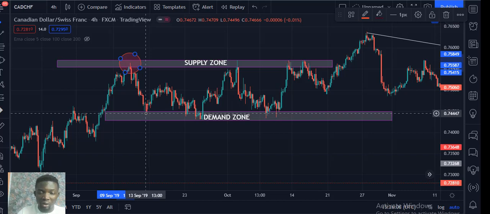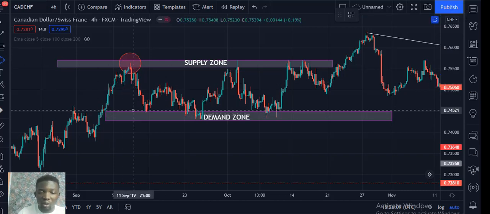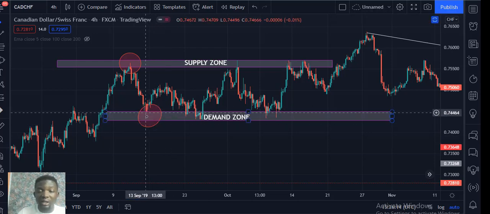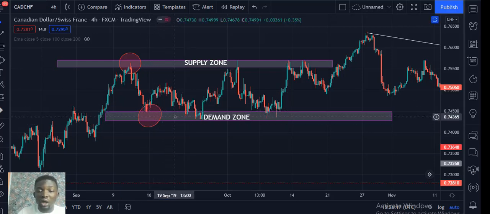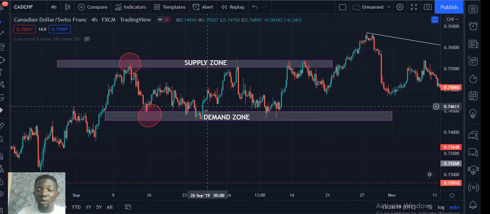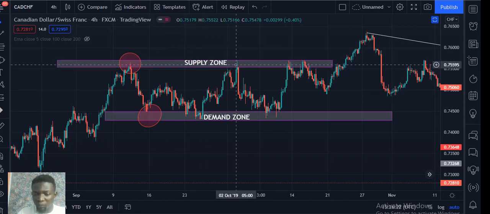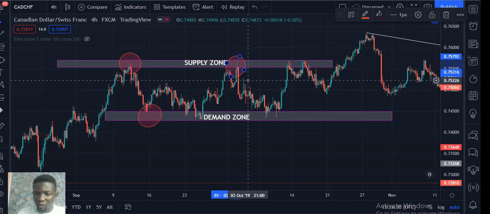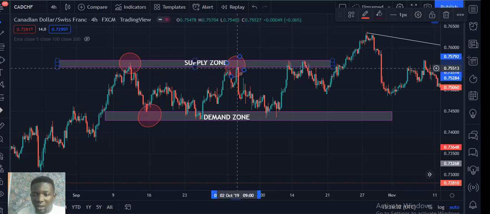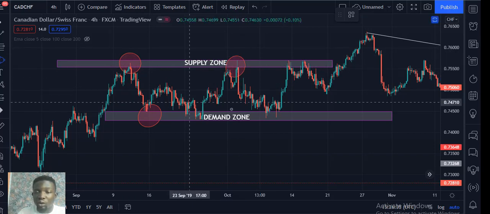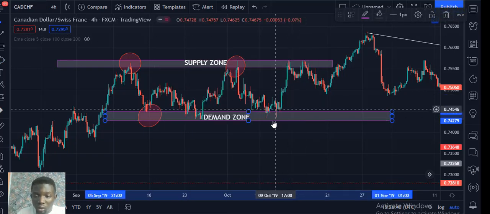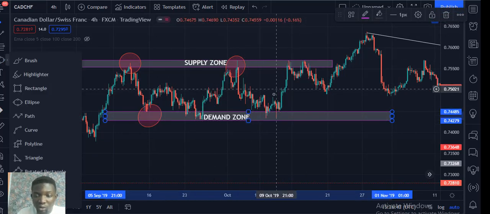To the demand zone. Now at the demand zone also, what are we going to do? We are going to make our buy entry at the demand zone, and that's going to push the price to the supply zone also. So at this point again, we sell. Once we sell at this point again, it's going to push our price down to the demand zone.